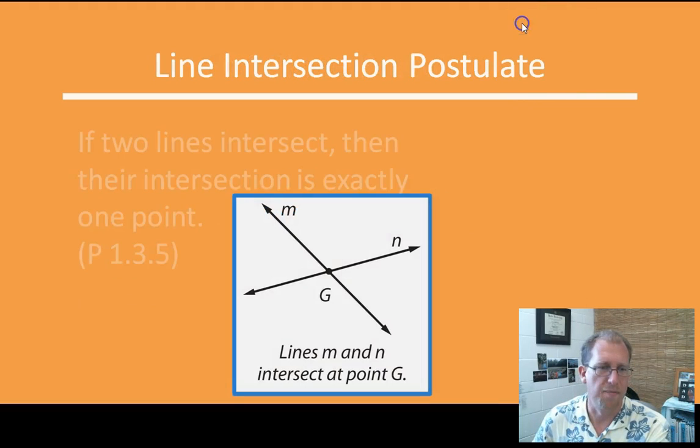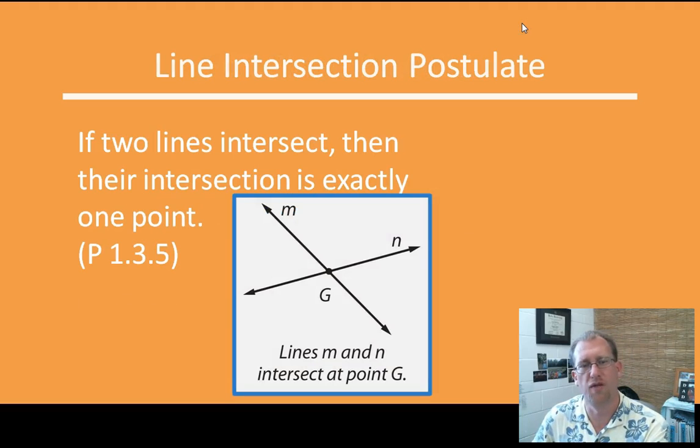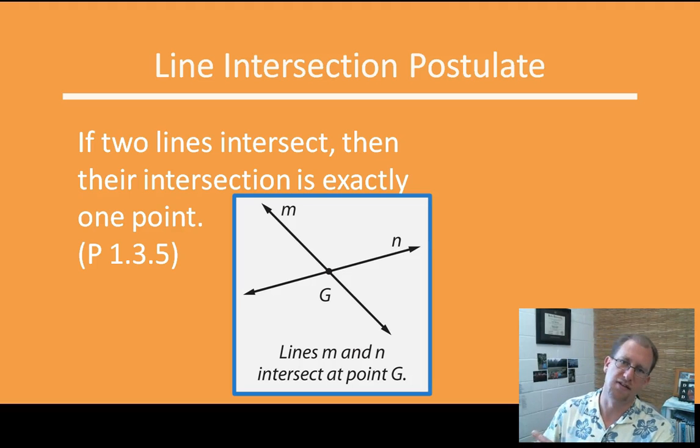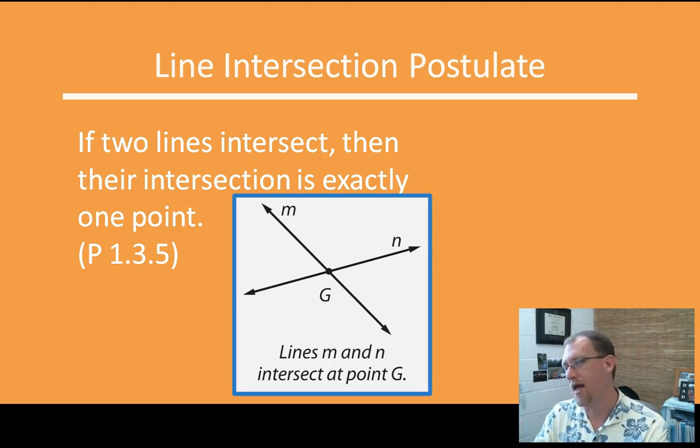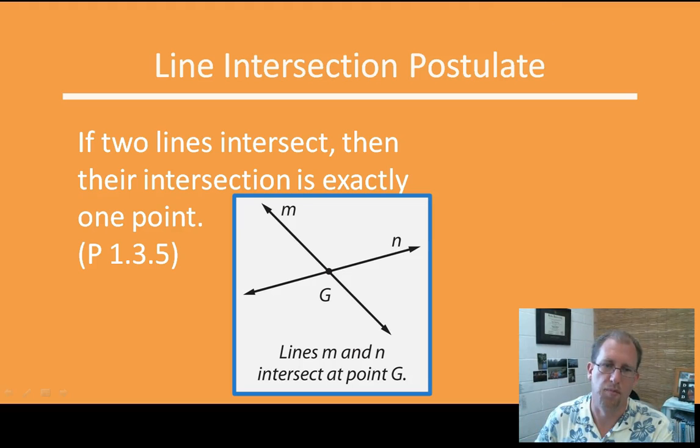Okay. The intersection postulate. If two lines intersect, their intersection is only one point. We've already talked about this with concurrent lines, that two lines that intersect can only intersect in one place. In order to have two lines intersect in two places, you'd have to have at least one of the lines be curvy. And lines aren't curvy. Lines are straight. In order for it to be curvy, it has to be a curve, not a line. So two straight lines can only intersect in one place.